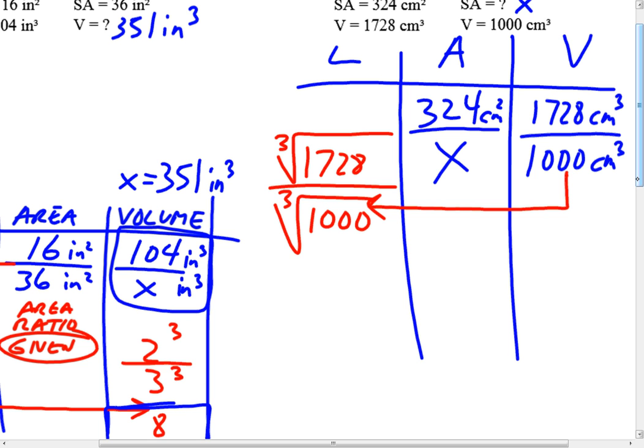Let's do some estimation here. What do you think you would multiply 3 times to get 1,000? Oh. Right? 10 times 10 times 10. This is just a little bit bigger. 17. Too big. That's a good guess. 12.